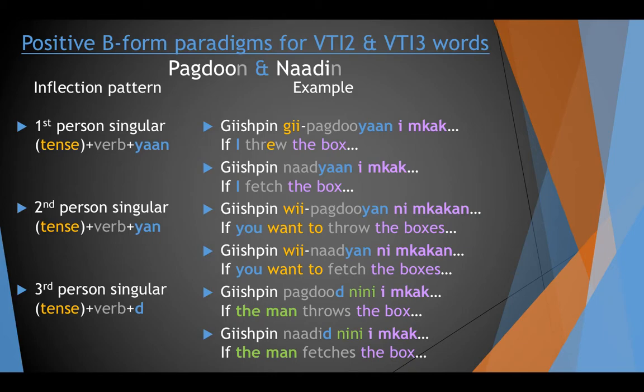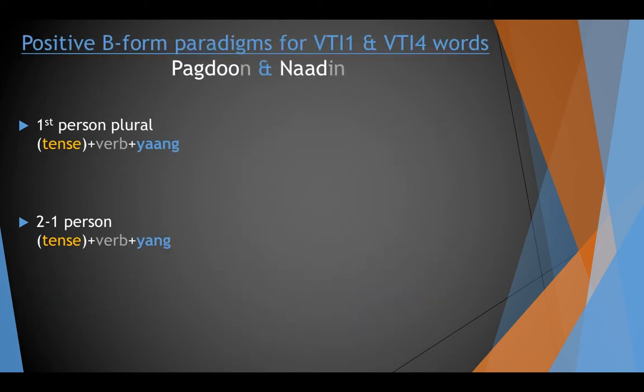All right, moving on to our we's. So again, for this one here, we notice that the IN has been grayed out, so we're getting rid of both those for both these inflections, for both these suffixes, and the N's been grayed out here as usual. So first person plural, tense, verb, and then yang instead of mong. And then 2 to 1 person, tense, verb, and then young instead of mung.